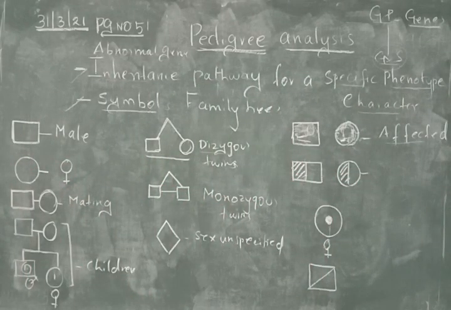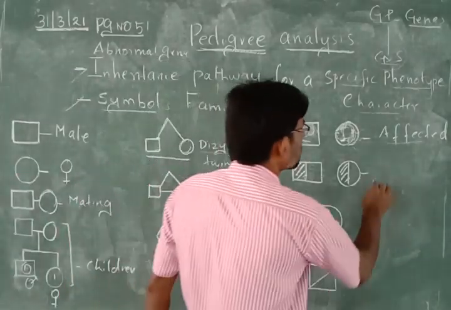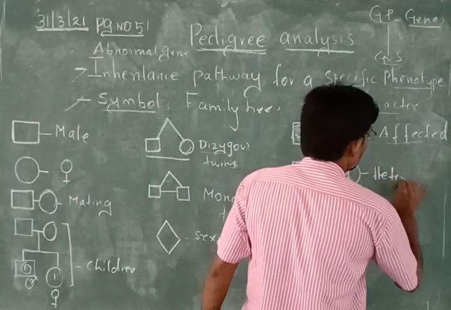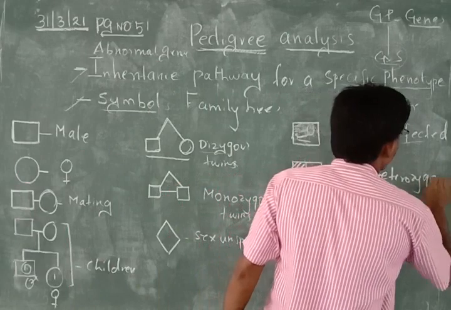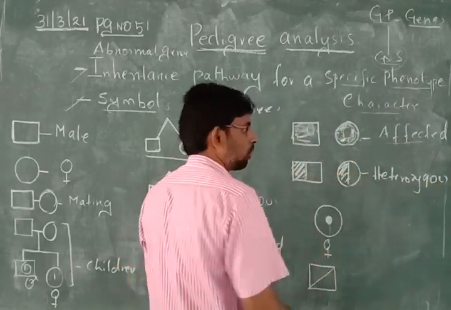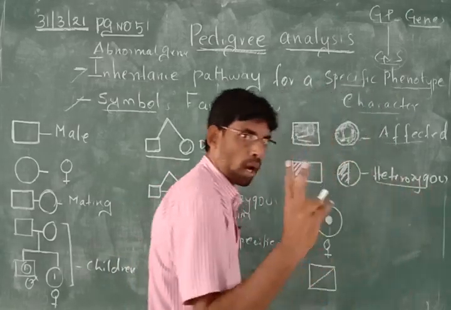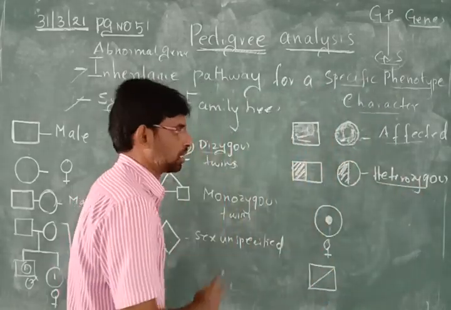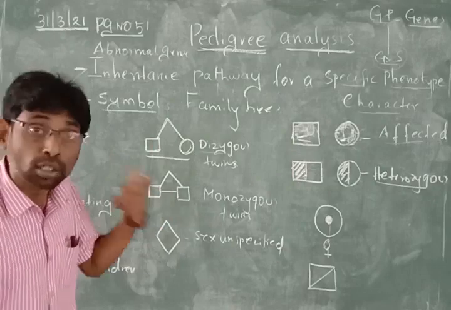Actually, you know that for them it is not a disease, but they can carry the disease to another generation. Okay, so here we have the heterozygous or autosomal recessive. This is called heterozygous. Heterozygous means only one gene will be affected. Out of two alleles, one allele becomes affected.